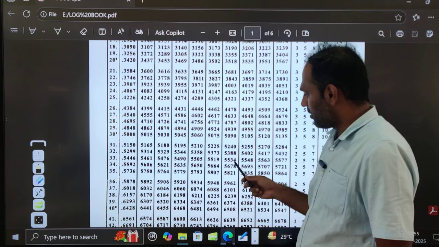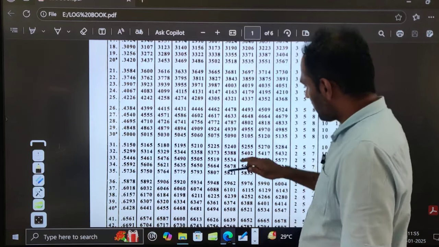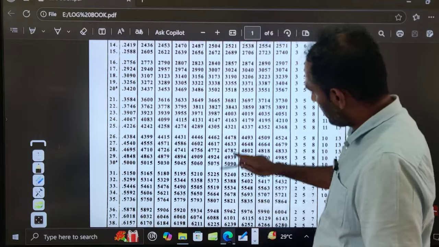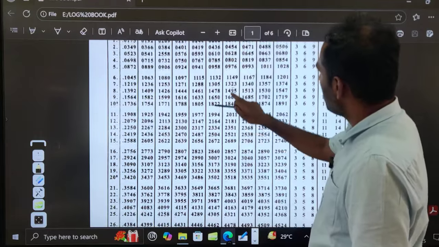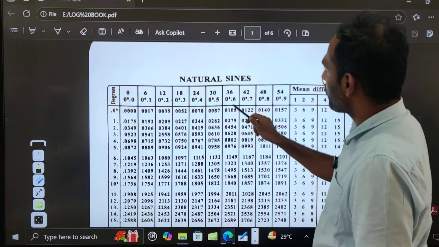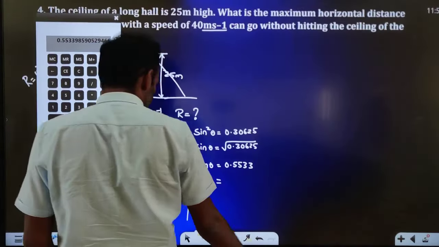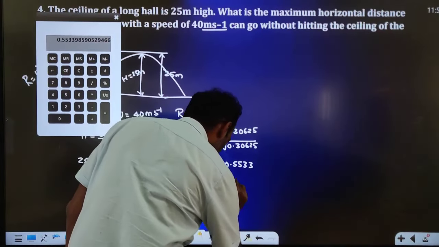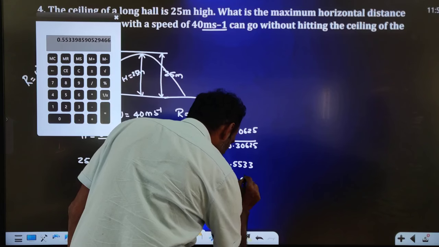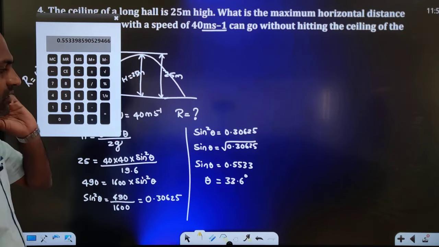So this is 0.5534, it is in the row of 33 degrees and in the column of 0.6 degree. 33.6 degrees will be the answer, right? So 33.6 degrees. Okay, so theta is equal to 33.6 degrees. Just the angle we want, correct? So we got the theta value.